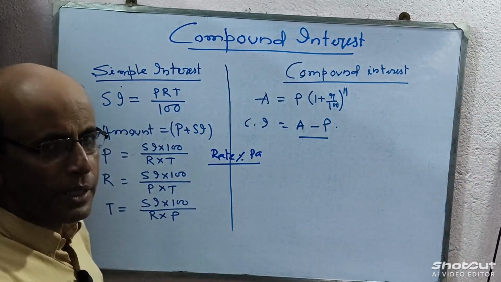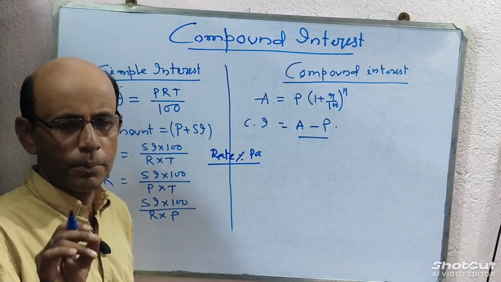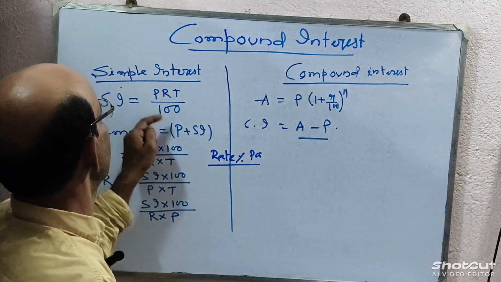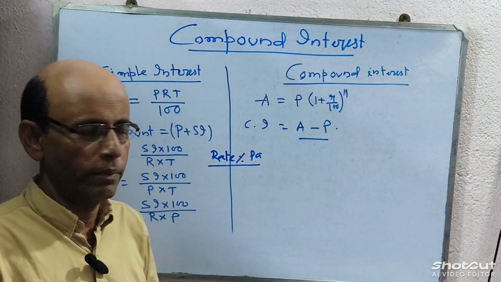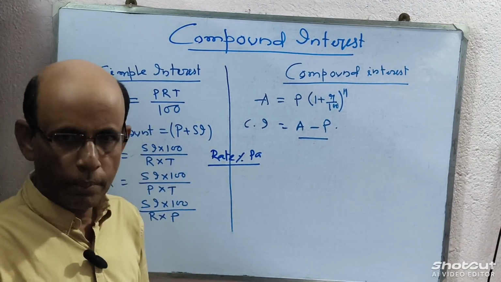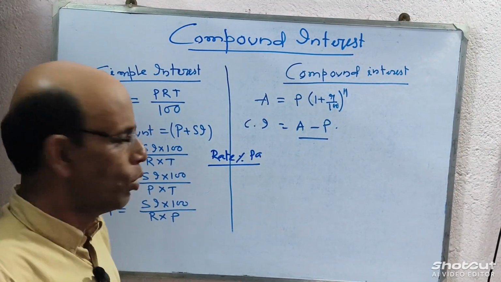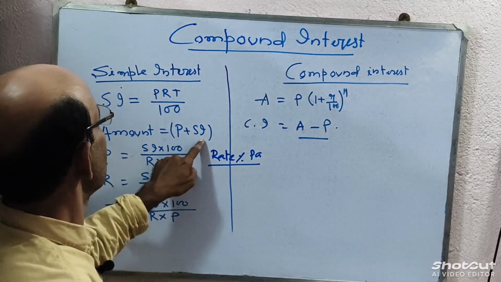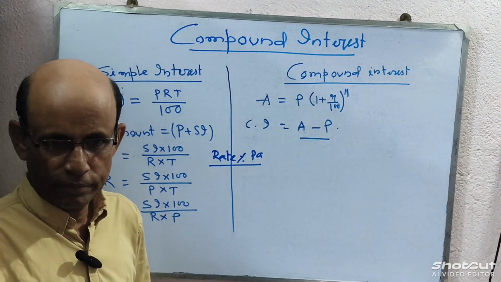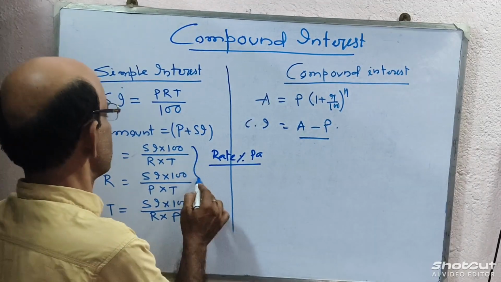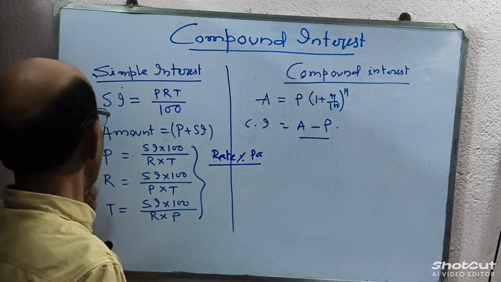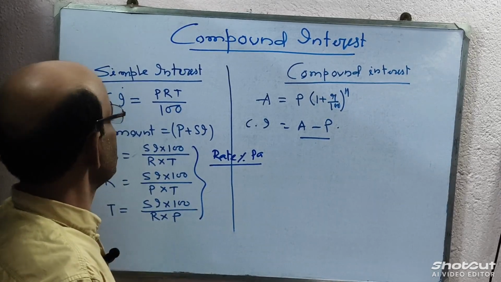If rate percent per annum is R, principal is P and time is T, then simple interest can be calculated by this formula. You have already known PRT by 100, and the amount will be principal, which is my own money, principal plus simple interest is equal to amount. But in some specific cases, if you have to find principal, rate, time, please remind these formulas.